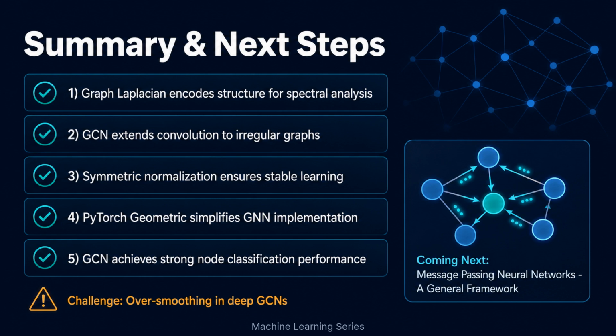One challenge to be aware of is oversmoothing. As we stack more layers, node representations become increasingly similar, eventually losing all distinguishing information. In Chapter 3, we'll explore message passing neural networks, which provide a general framework that encompasses GCN and many other architectures. See you there.